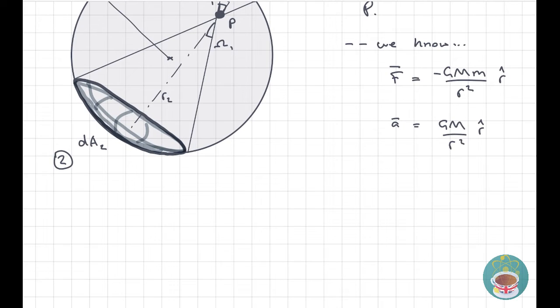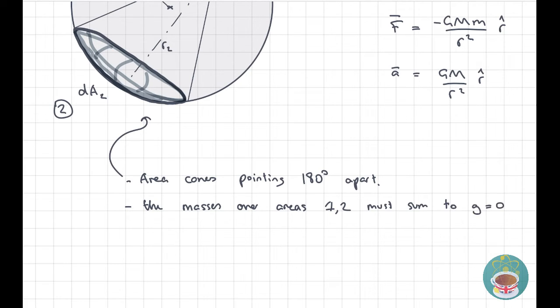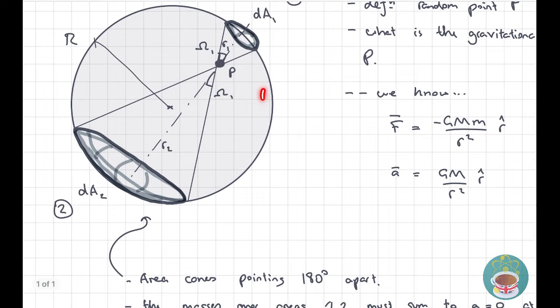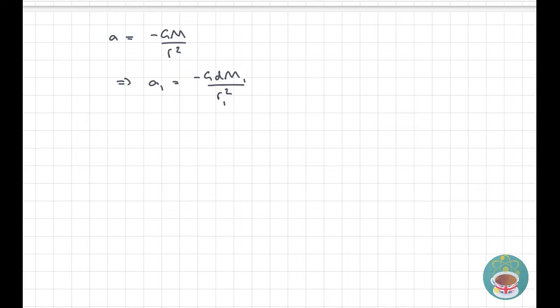We note that these two cones are pointing 180 degrees apart from one another, and that the mass's attraction on P must net sum to zero. Since they're generic, what is true for this specific cone configuration must be true for all other configurations. And by making the dAs infinitesimal, we can utilize the point mass equations. We start with the equation everything will be substituted into, and that is the gravitational acceleration formula.